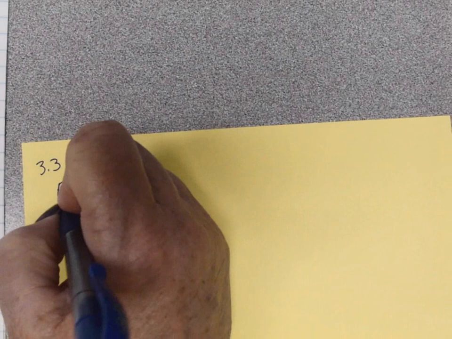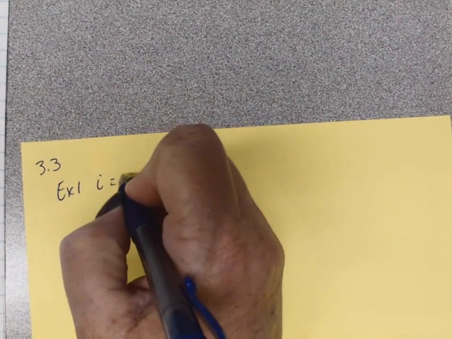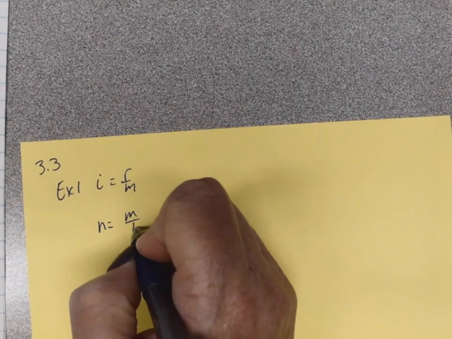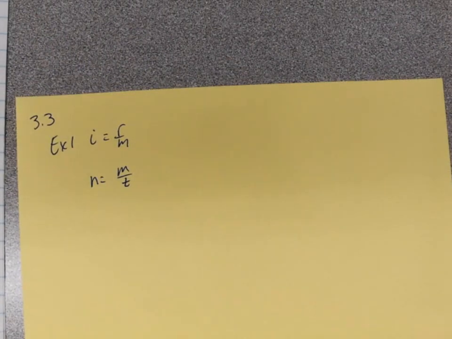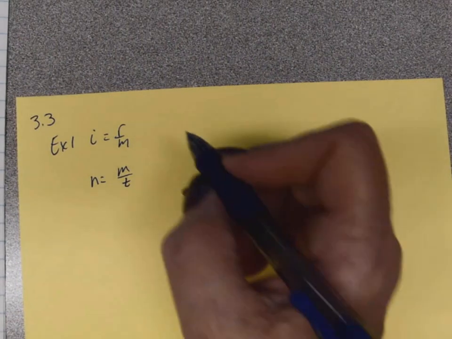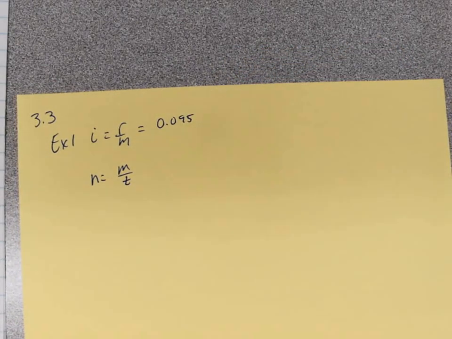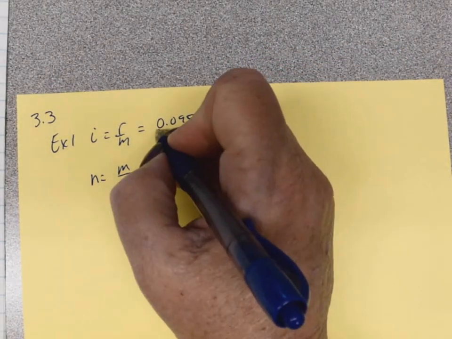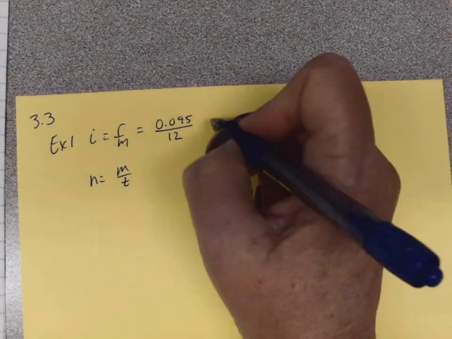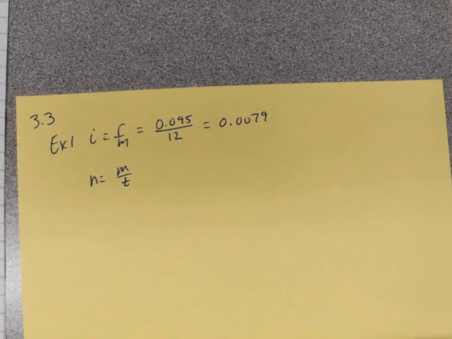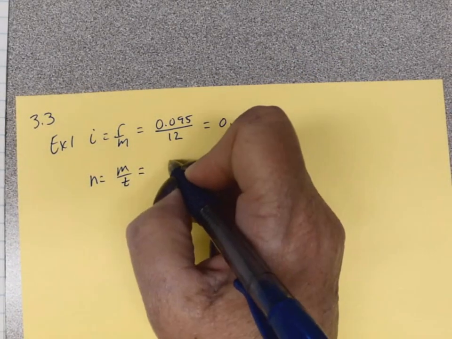All right, so this is 3.3, and we're on example 1. I equals R over M, and N will be equal to M divided by T. So the rate that we were given was 9.5%. Again, it has to be written as a decimal. And we were told that it's compounded monthly, and monthly is going to be 12. We'll put that in the calculator and get 0.0079.